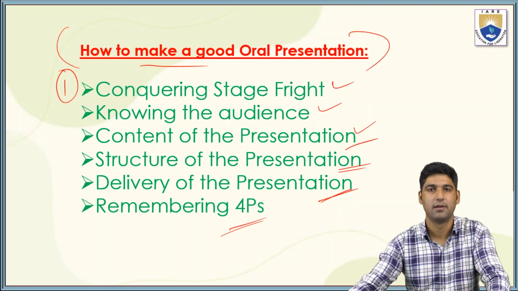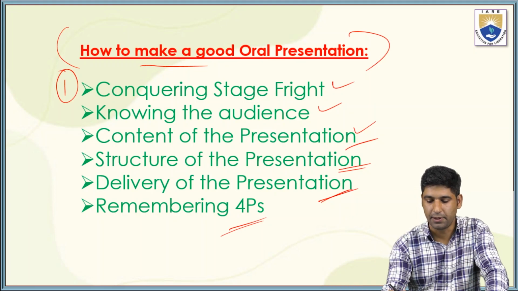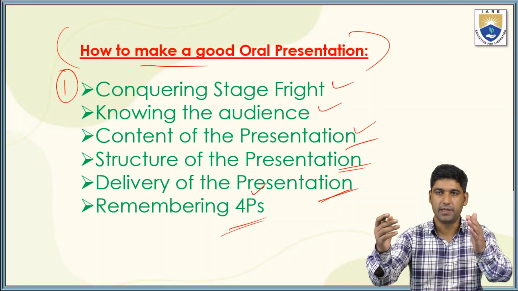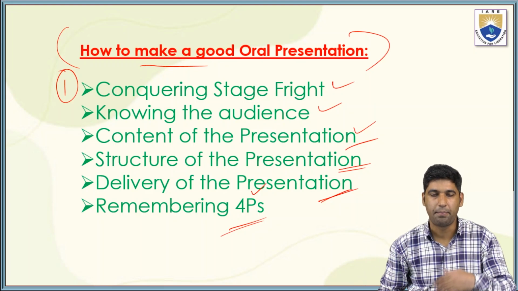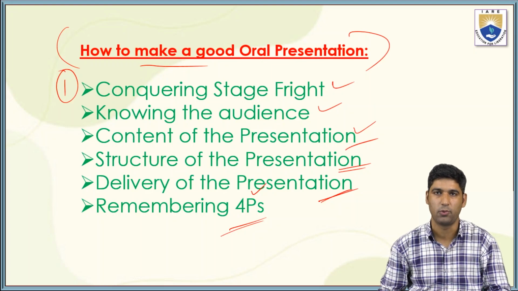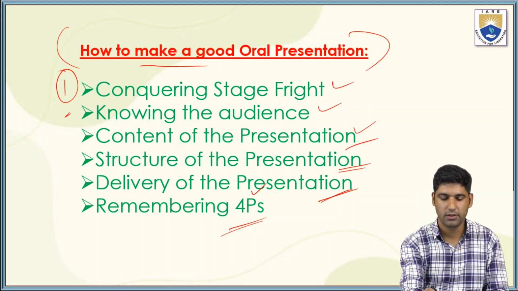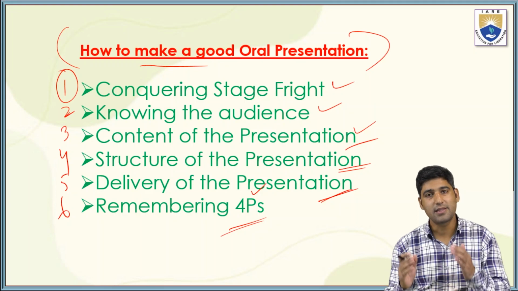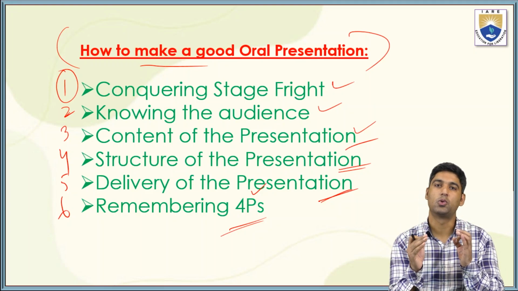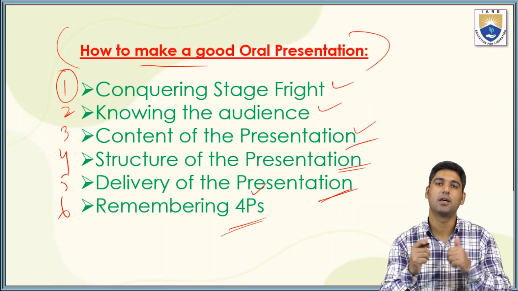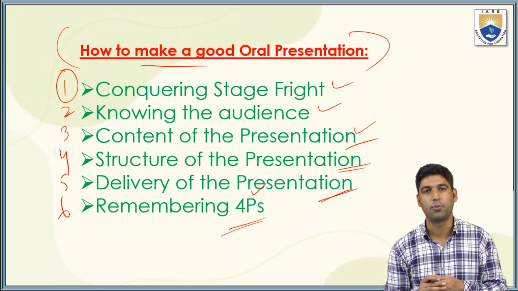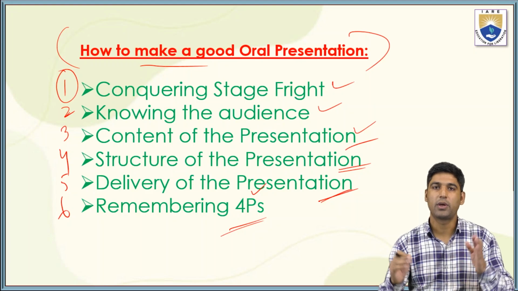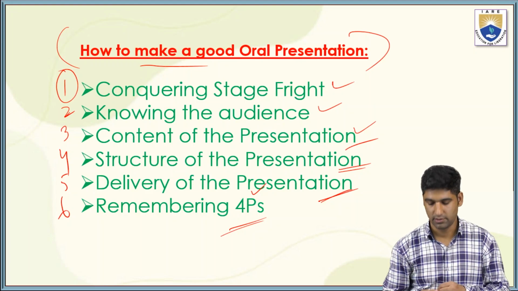Remembering 4 P's. There are 4 points which start with the letter P. And while drafting a presentation, one should know these 4 P's. In the remaining part of our lecture today, we shall be discussing these different points. There are most probably 6 in number. 1, 2, 3, 4, 5, 6. These 6 points will make you able to draft a good presentation, to construct a good oral presentation. If you master these 6 points, if you know how to deal with these 6 points, you may be the people who can create the best oral presentations.